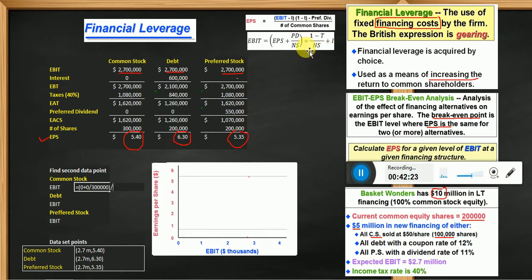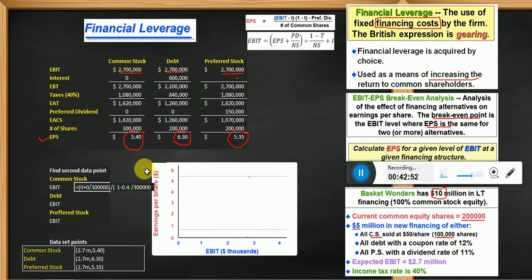So when you divide, you have to give two starting brackets here. So 1 minus t. How much is tax here? 0.4. Then close the bracket and divide by number of stock. How many shares do we have here? Again, that is 300,000.